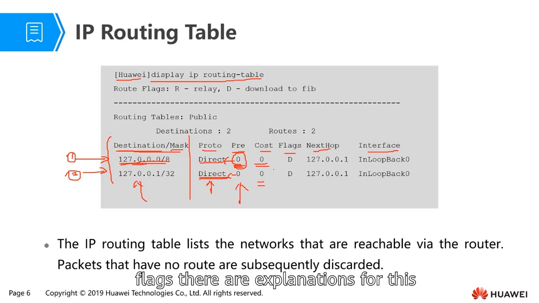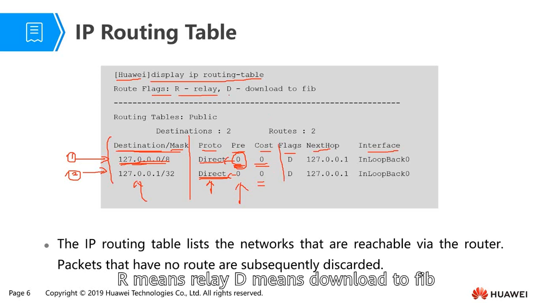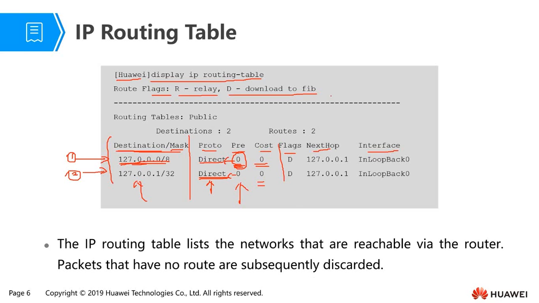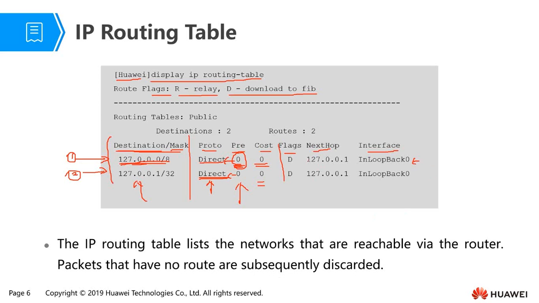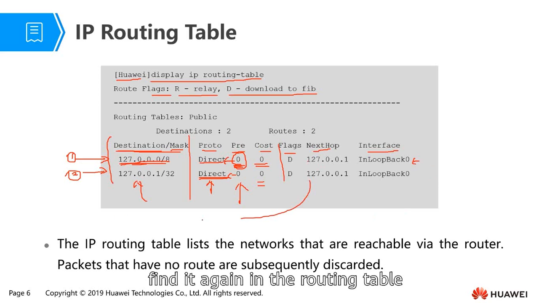In flags, there are explanations. R means relay. D means download to FIB, forwarding information base. D means this route item is effective, that is, in use. The relay means you cannot find the output interface, so this routing item must be relayed. That means the next hop needs to be refined in the routing table.